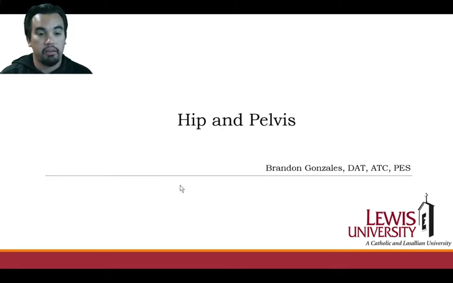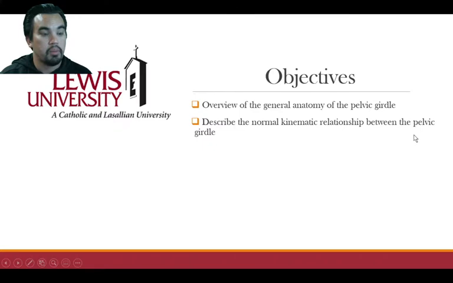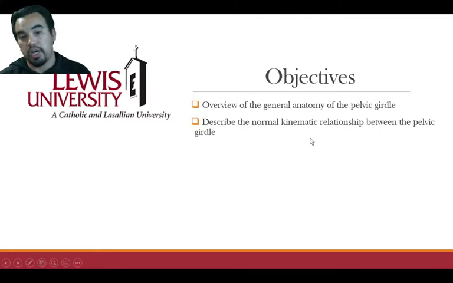So this week we have, as I said, the hip and the pelvis. Our objectives are to have a general anatomy overview of the pelvic girdle, and we're also going to describe the normal kinematic relationship between the pelvic girdle and the hip, and the pelvic girdle and the spine.